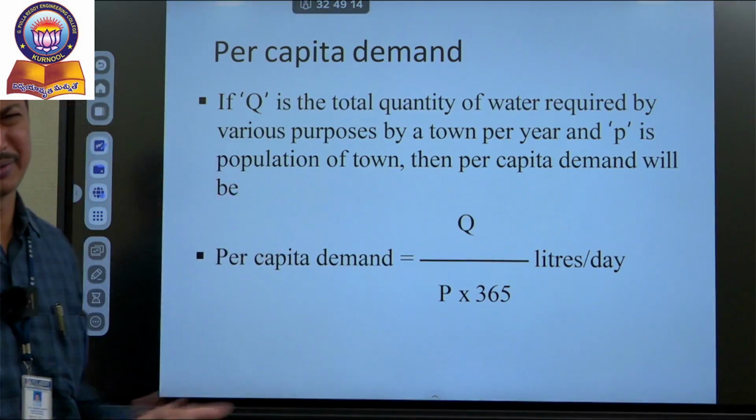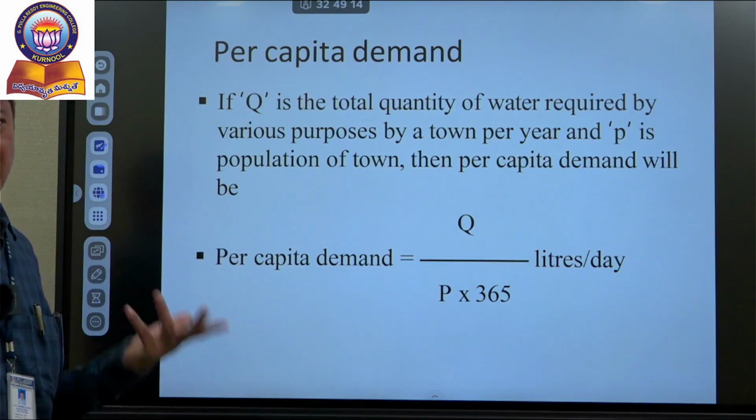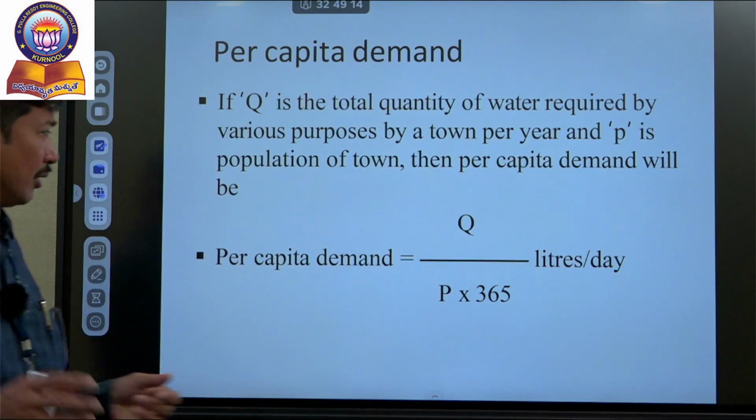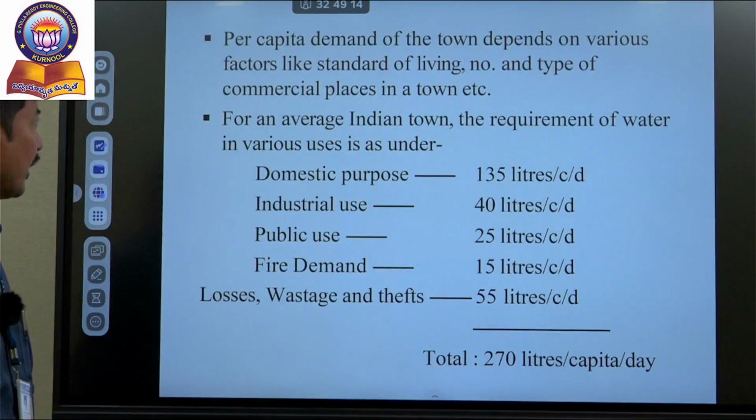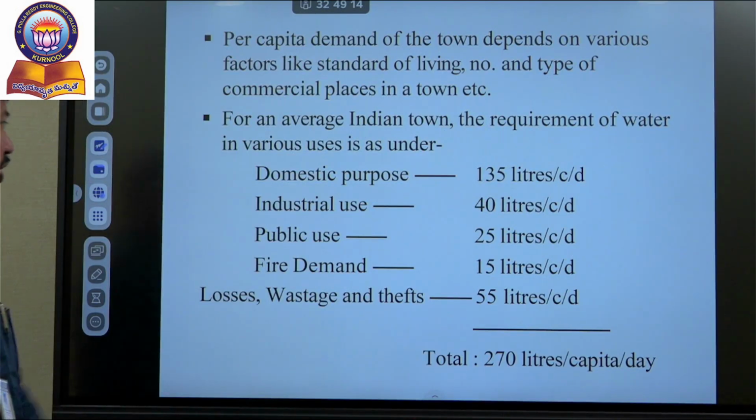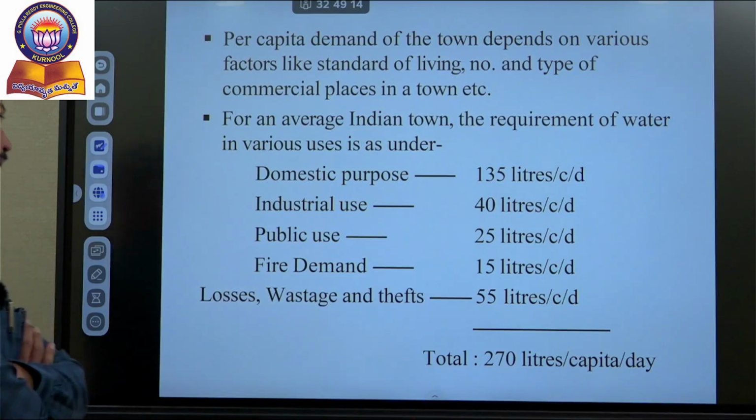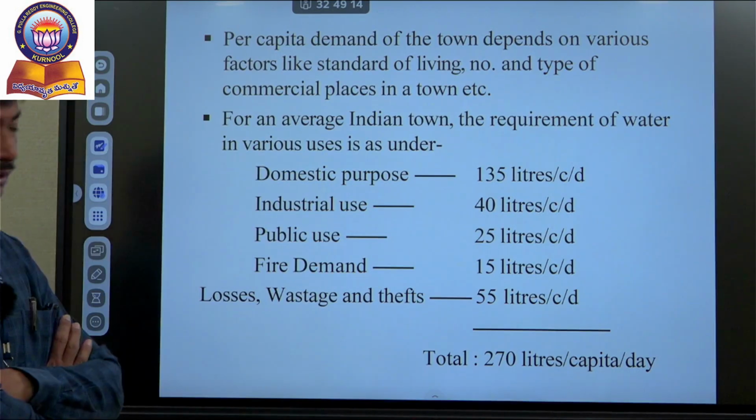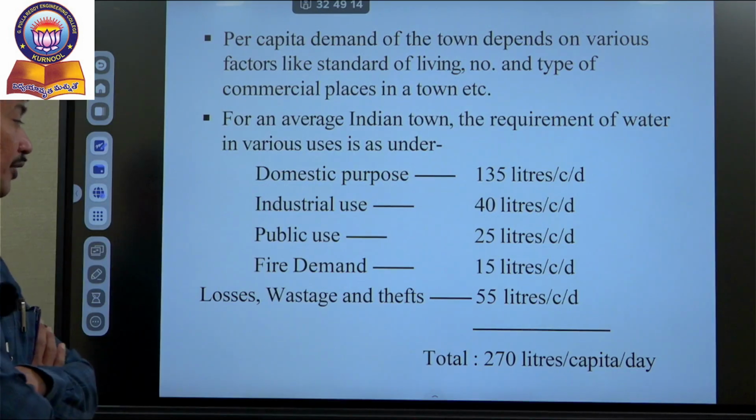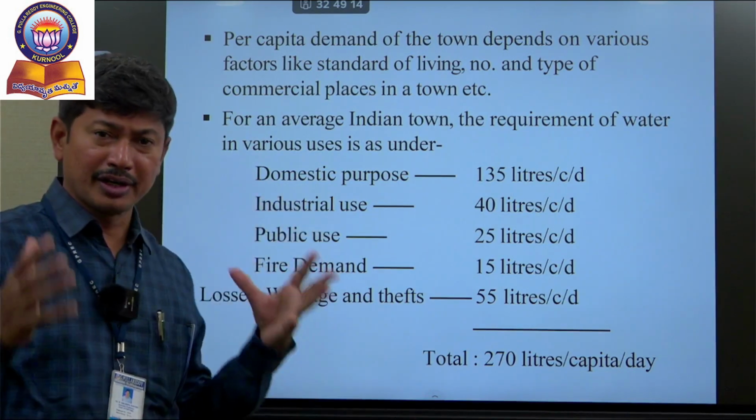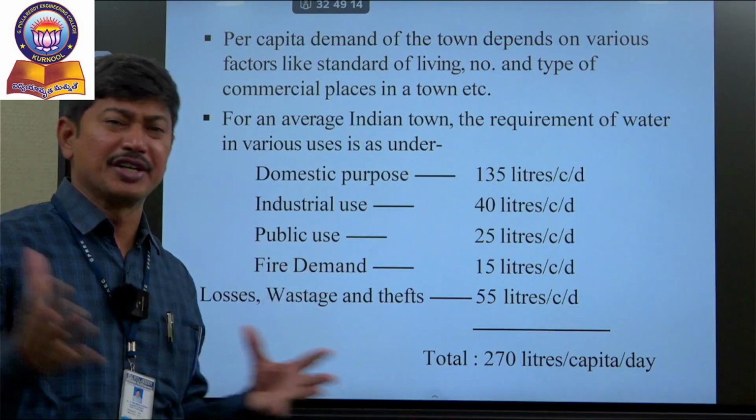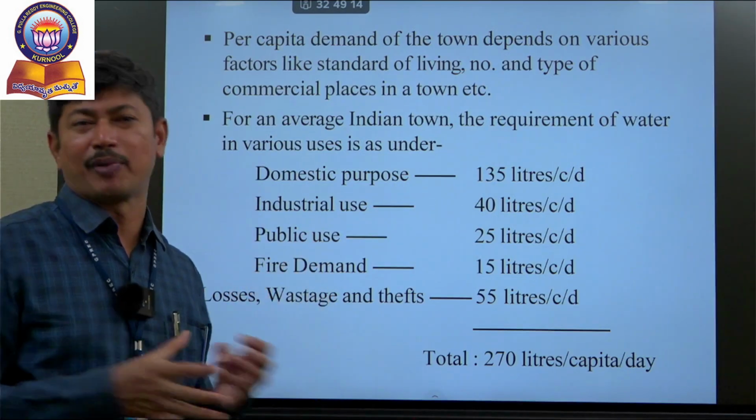This is an average, so it varies from place to place and location to location. Per capita demand based on domestic purpose is on average 135, industrial is 14, public is 25, fire demand 15, losses and wastage 55, and overall total 270 liters per capita per day. This means what is required to meet all needs, not only the domestic point of view.